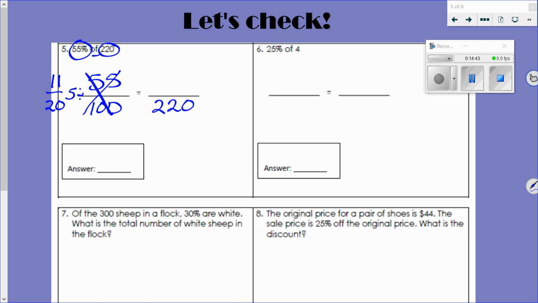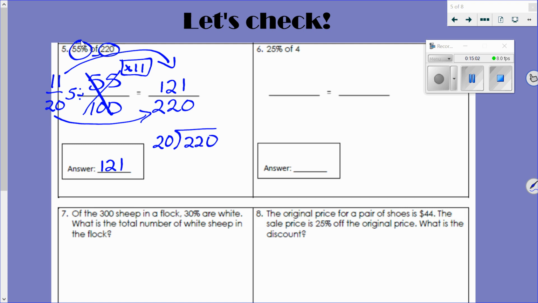Cross out the one I don't need anymore. What can I do to 20 to get to 220 evenly? Multiply by 11. So 11 times 11 is 121. If you did not know what to multiply by, you divide and see how many times 20 will go into 220. It will go 1, bring down the 0, it will go 1 again. Any questions?